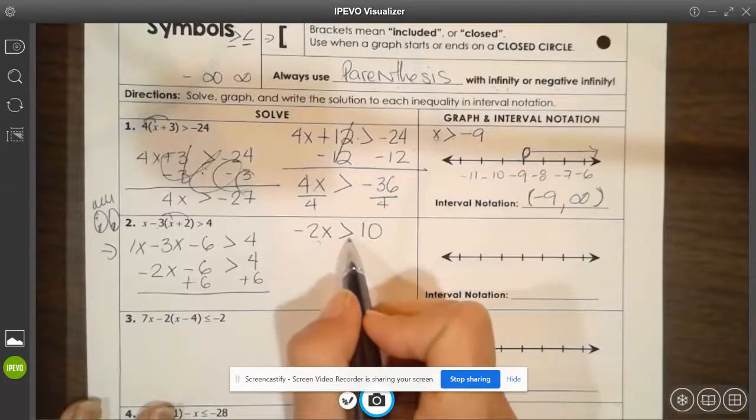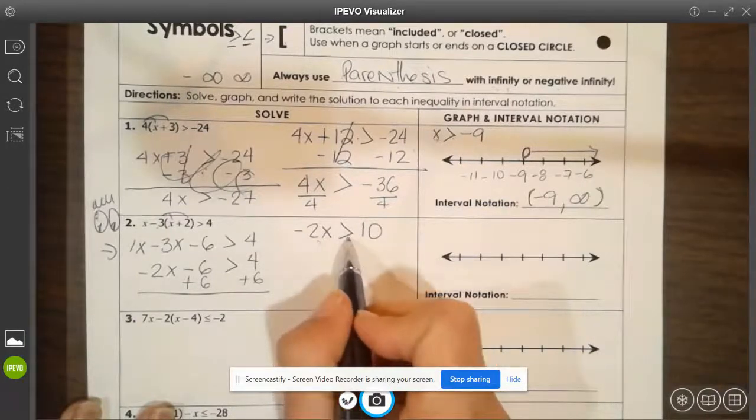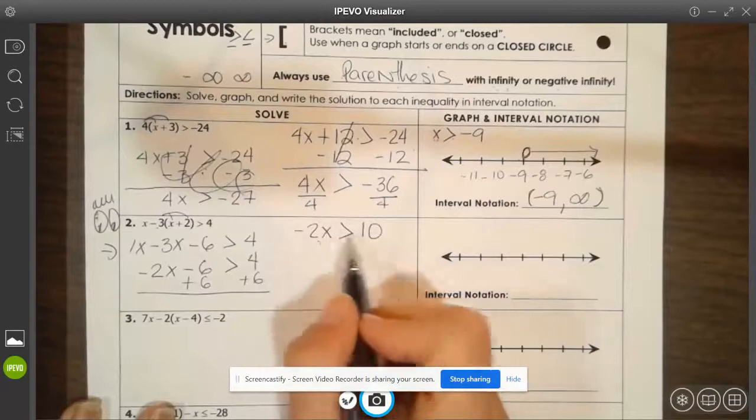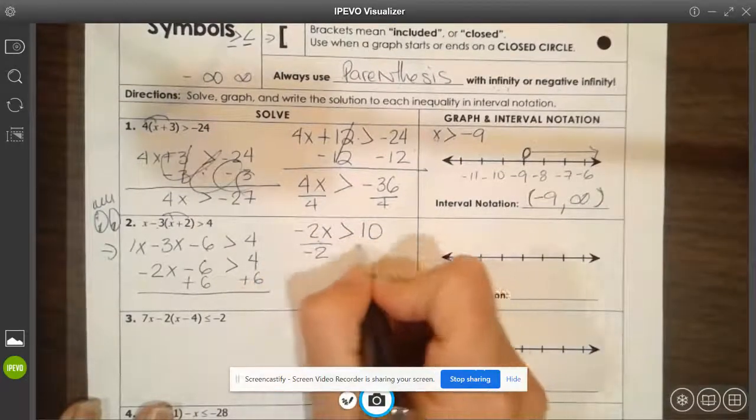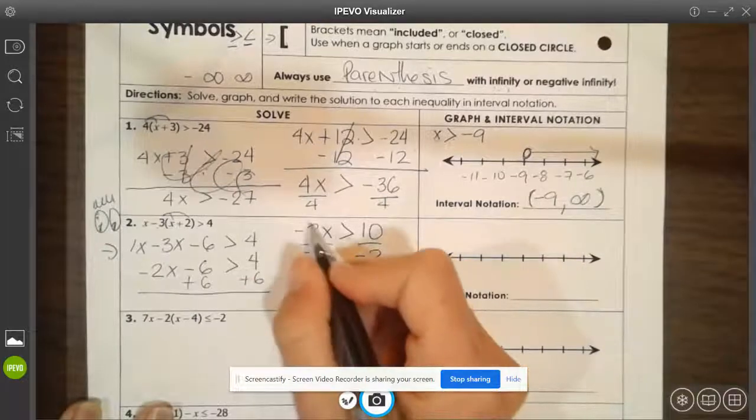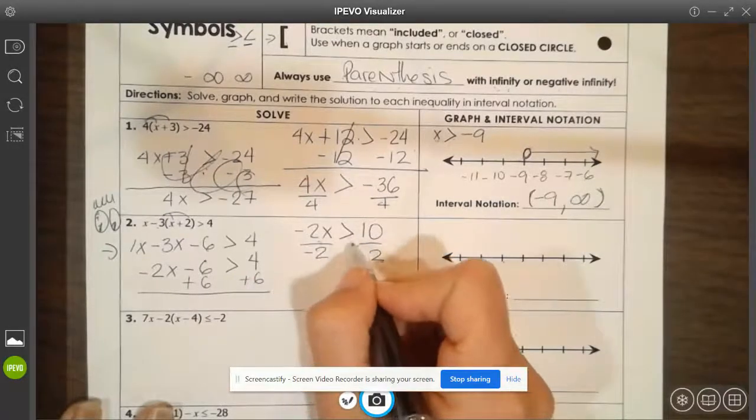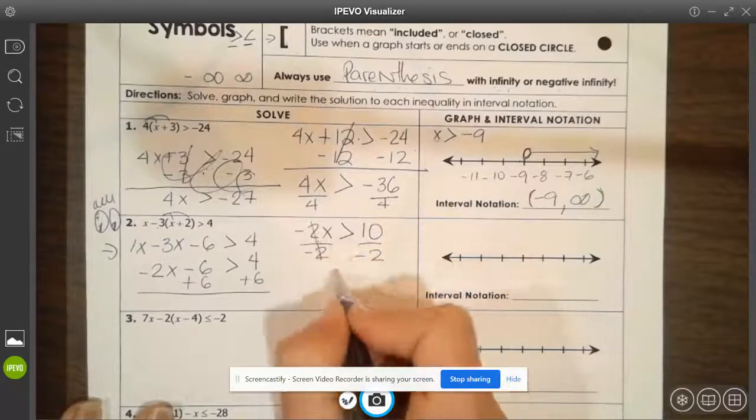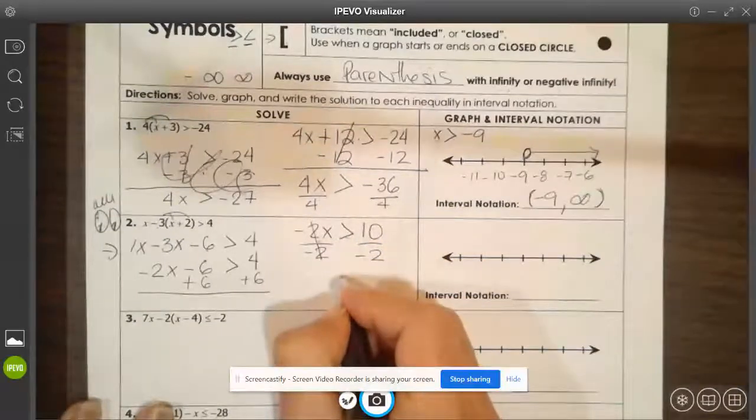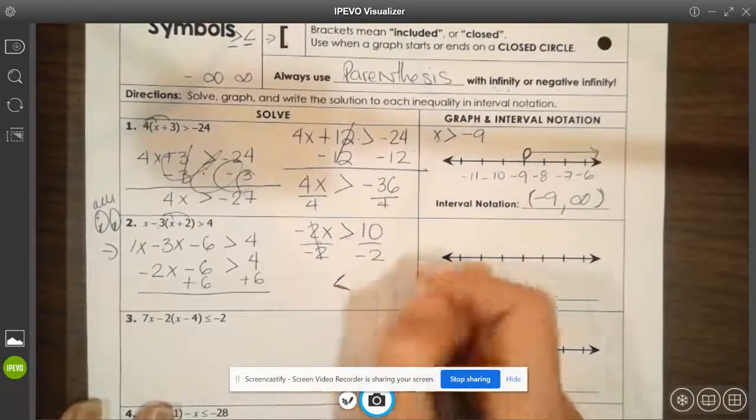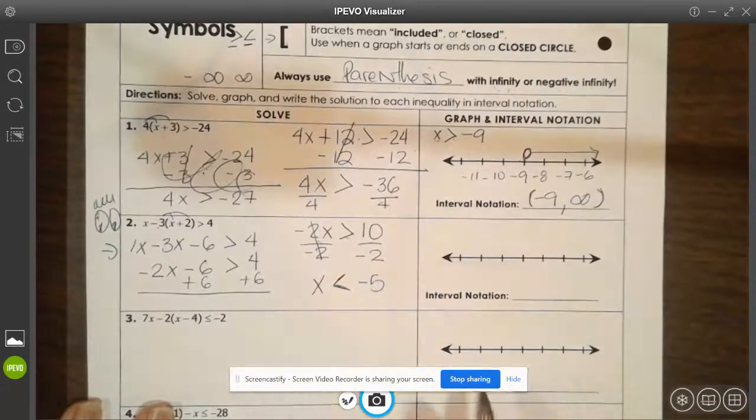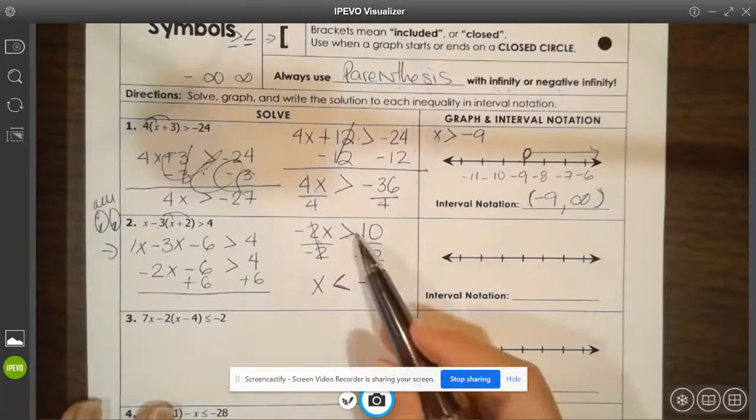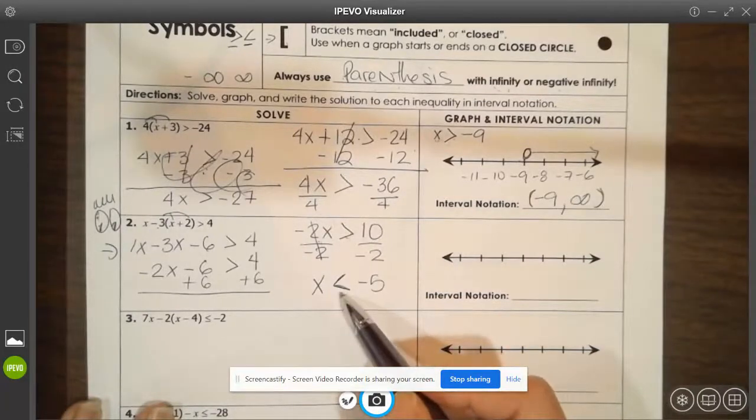because you're going to see that when you are dividing by a negative, you have to switch the symbol up to the opposite symbol here. So it goes negative 2 divided by negative 2. Since you're dividing by a negative number, you are switching the sign here. So it's going to be a less than, and that's negative 5 and x. So notice that it switched. Before it was greater than, now it's less than.